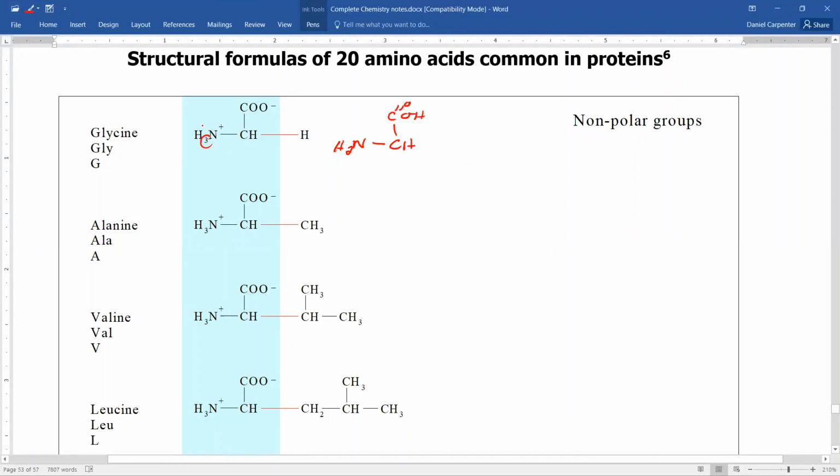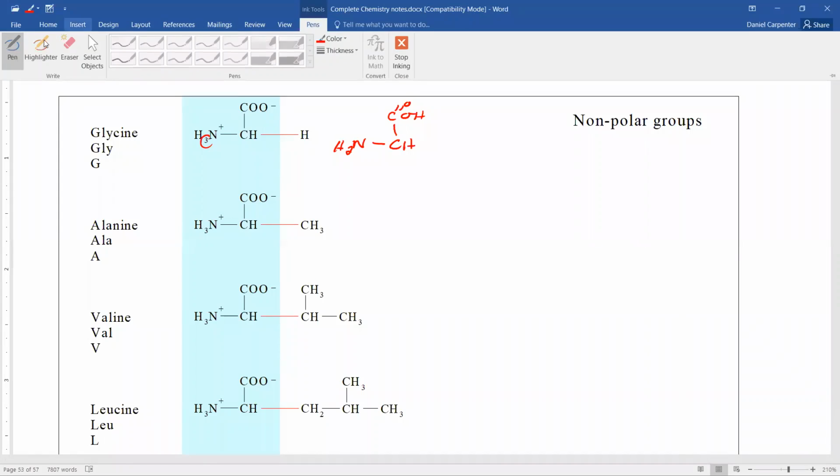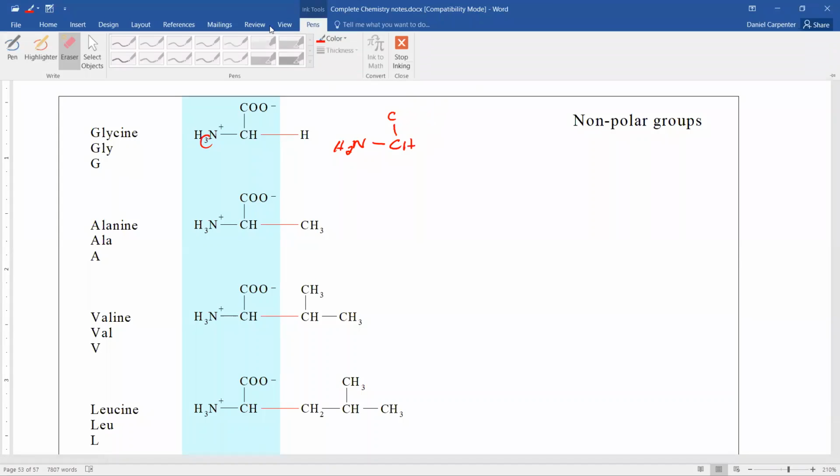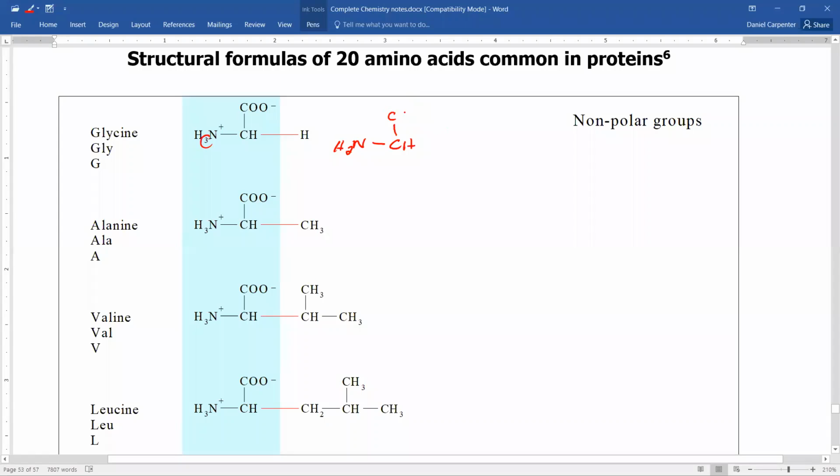Now, this doesn't look like this, but it is. Here's what they've done. Instead of writing this O and this O separately, they write them together. They do that sometimes. They do it actually quite a bit. So instead of double bond O, OH, they just write COOH.